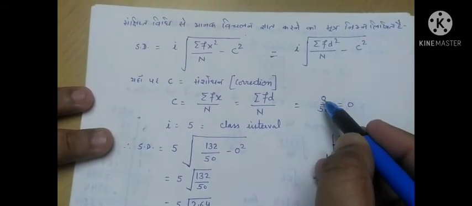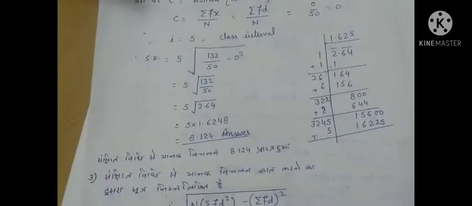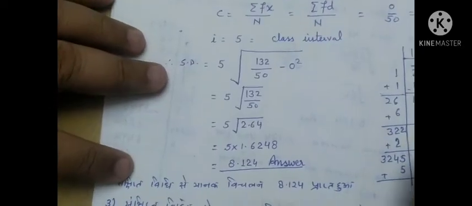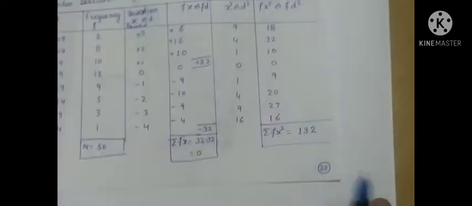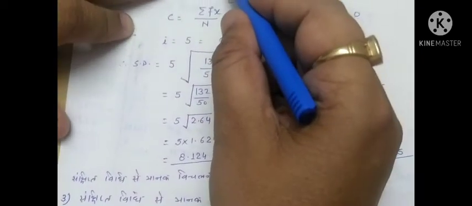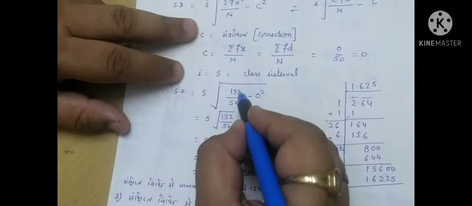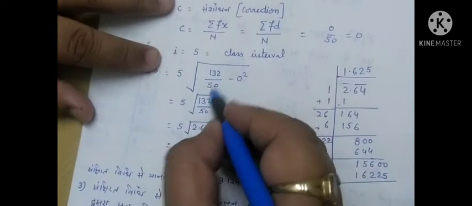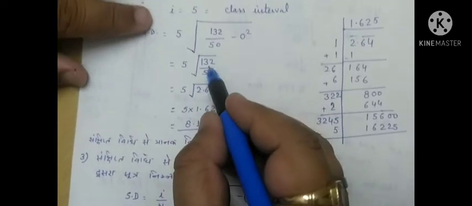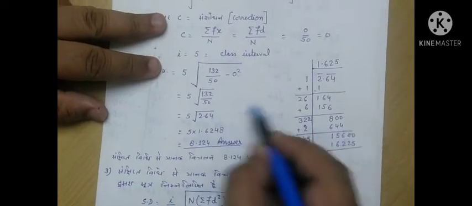So here summation fx is found to be 0. This is 0, so 0 upon n is 0. i is equal to the class interval, which is 5, and the summation fx square value is 132. So using these values in the equation, we have standard deviation is equal to 5 under root 132 upon 50 minus 0 square. 132 by 50 minus 0 square means 0. So this gives us 2.64. 5 multiplied by under root 2.64.